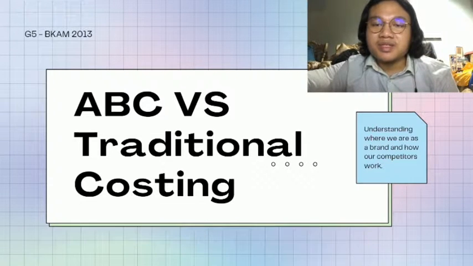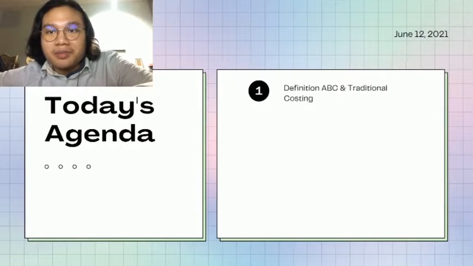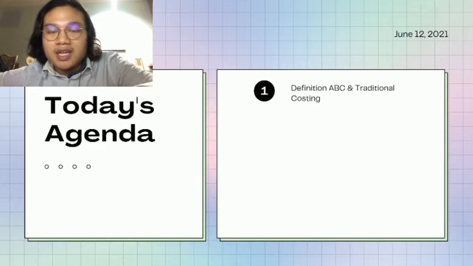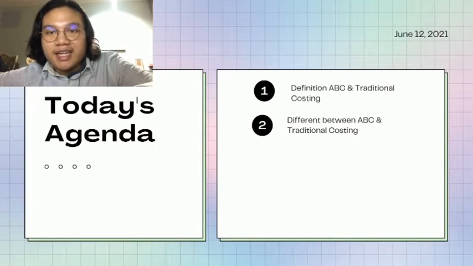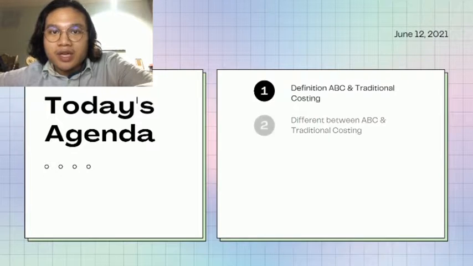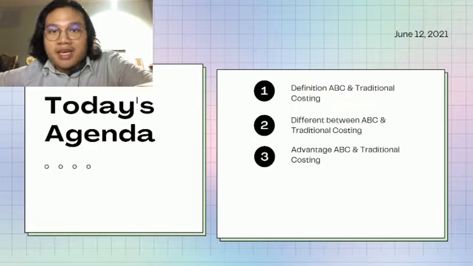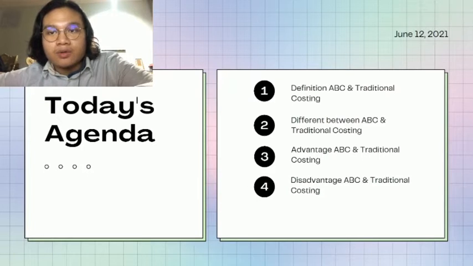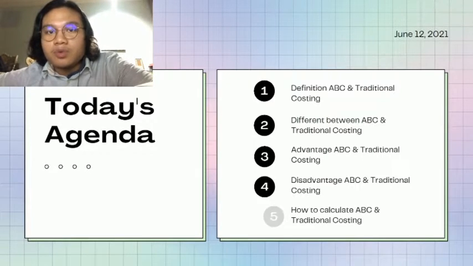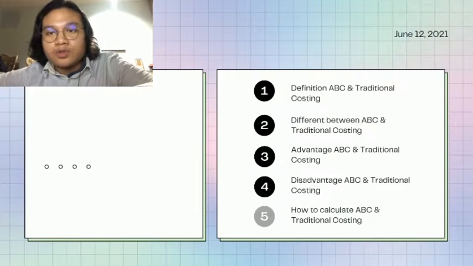We will be discussing the differences between activity-based costing and traditional costing. For today's agenda, first, we will describe the definition of these two costing methods. Secondly, we will identify the differences between them. Thirdly, we will determine the advantages and disadvantages of implementing each. Last but not least, we will show you how to calculate using activity-based costing and traditional costing.